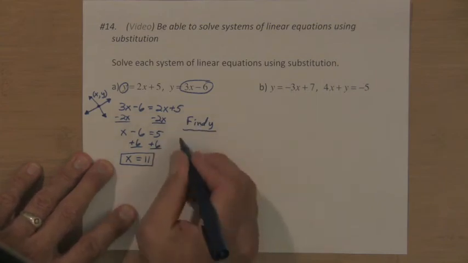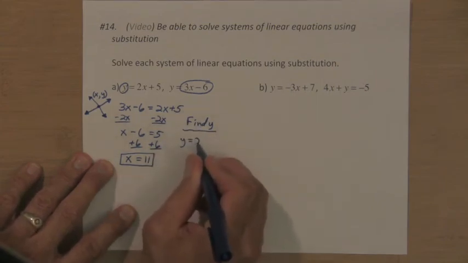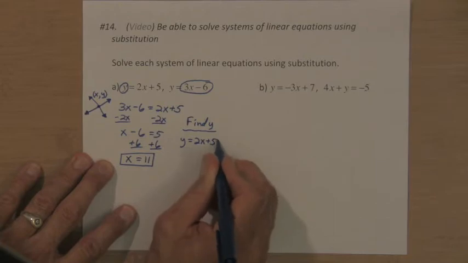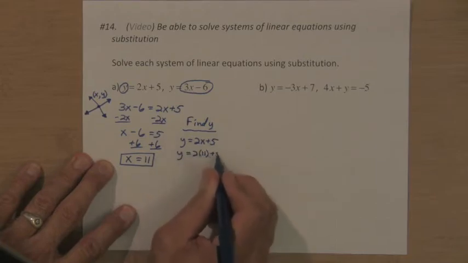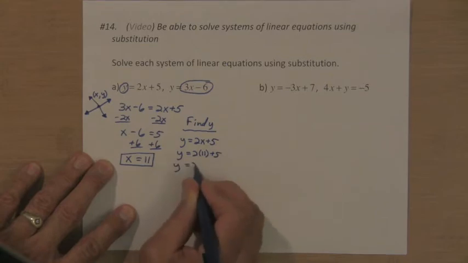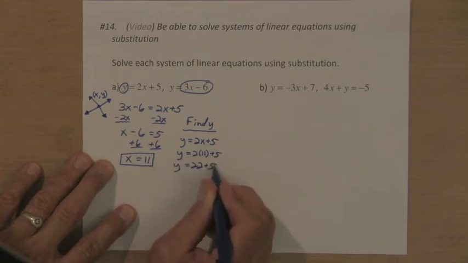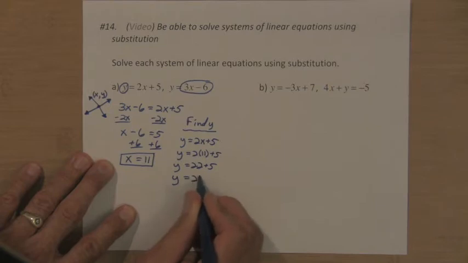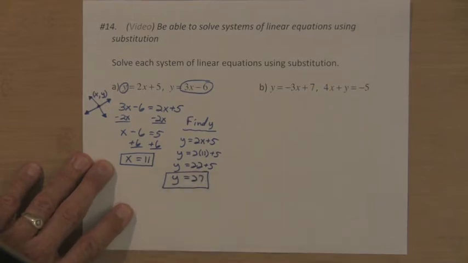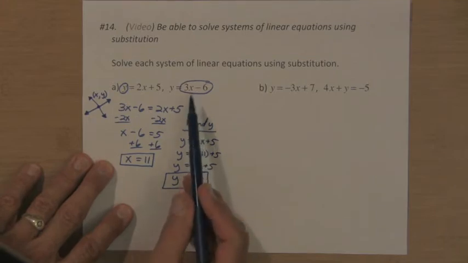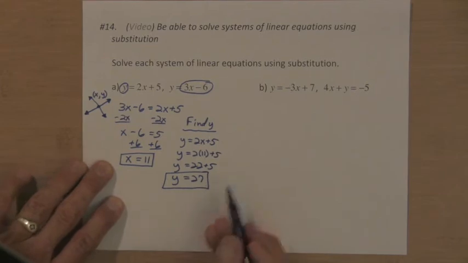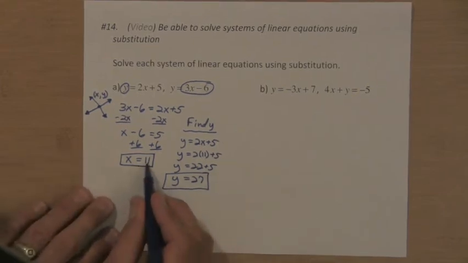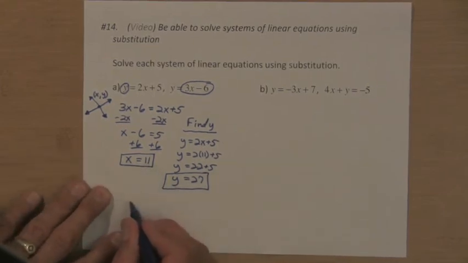I'm going to pick the first equation because it comes first. So I have y equals 2x plus 5. If I substitute an 11 for the x, I have 2 times 11 plus 5, which is 22 plus 5, which is 27. So those are my two parts of the solution, what x equals and what y equals. If I would have chosen the second equation to find y, 11 times 3 would be 33 minus 6. It's also 27.